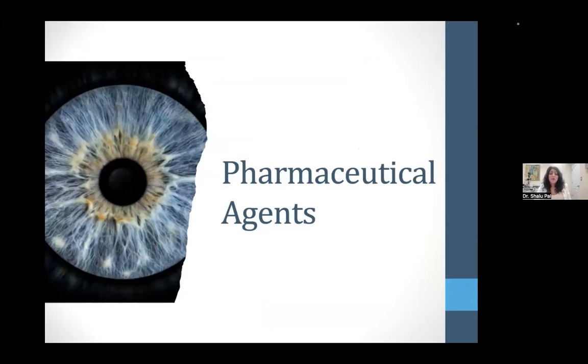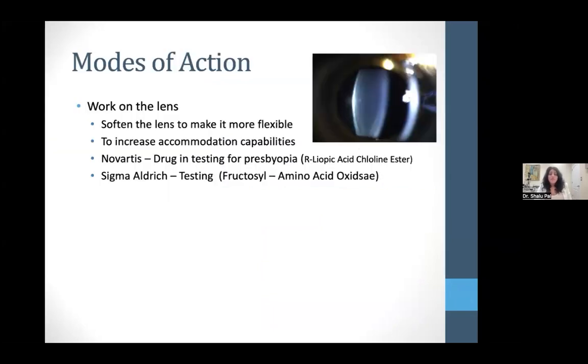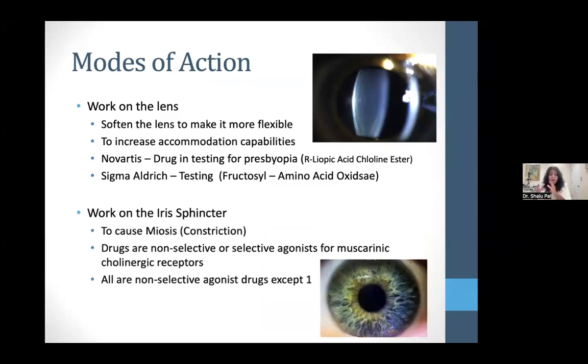Okay, let's dive into pharmaceutical agents. So when it comes to these pharmaceutical agents, you've got a couple of modes of action. How are these guys actually working? You've got a category of agents, or of medications, that work on the crystalline lens, keeping it more flexible, preventing it from getting stiff so it can still continue to accommodate. Then you have other medications that work on the iris sphincter to cause the constriction, to create that pinhole effect, to increase that depth of focus, to give them more reading ability up close.